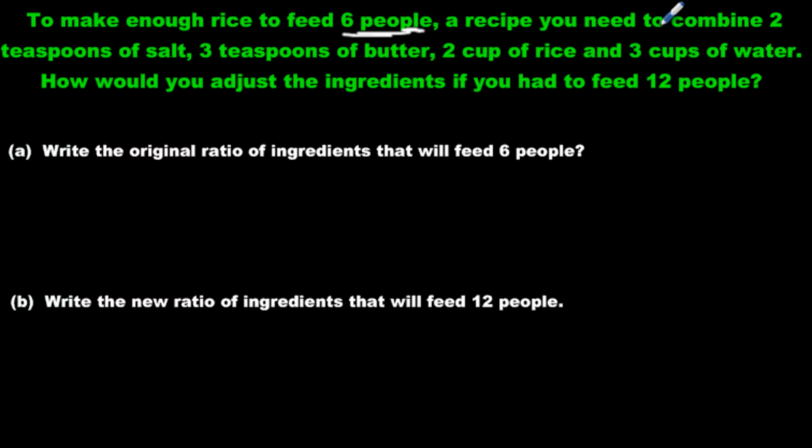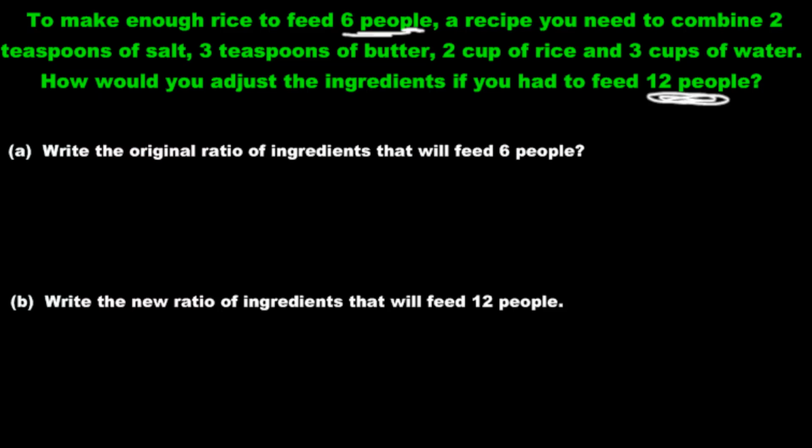A recipe asks you to combine 2 teaspoons of salt, 3 teaspoons of butter, and all that other stuff you see. But here's the problem. What if you had to feed 12 people instead of 6? We got a problem here, but ratios can help fix it. Write the original ratio of ingredients that will feed 6 people.